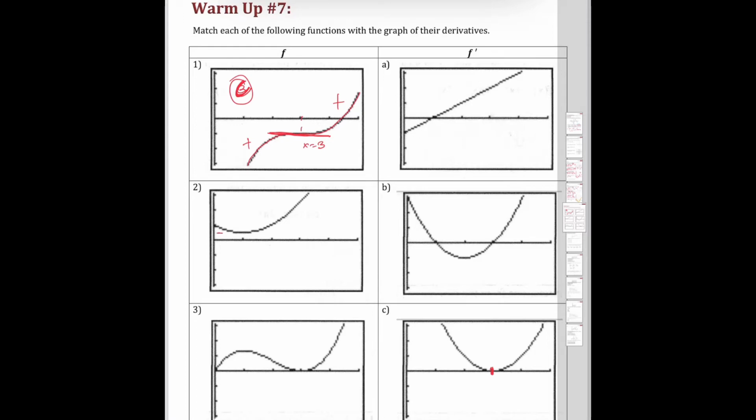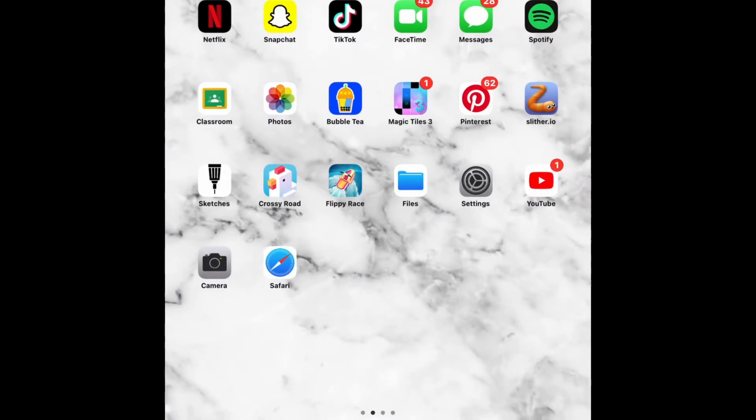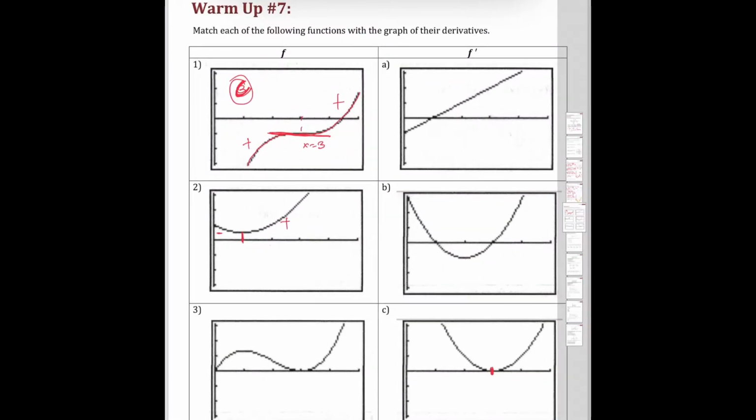So next one, the slope is negative at x equals 1. That's where I have my horizontal tangent line. So it's negative before 1 and then positive after 1. So which one is that? At 1 it is negative, so it's below the x-axis, and it's positive above the x-axis, so that kind of makes sense. So your second will be choice A, which kind of checks out.